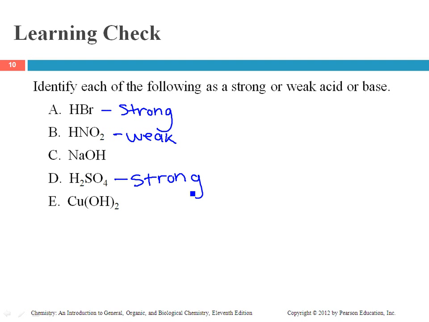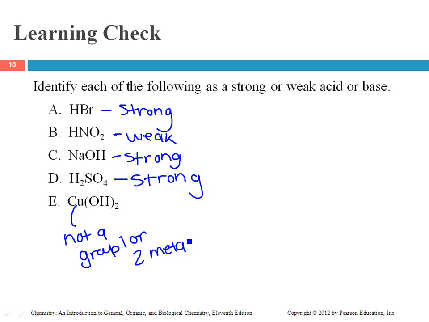If we look at our bases, which we can identify by the hydroxide, we have sodium hydroxide. Sodium is in group 1, so we know it is strong. Next we have copper hydroxide. Copper is not a group 1 or 2 metal. It's actually a transition metal, and so we consider this to be a weak base. A weak base, a strong base.